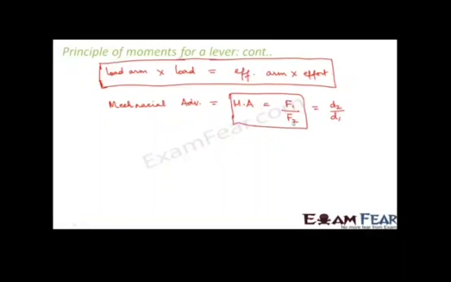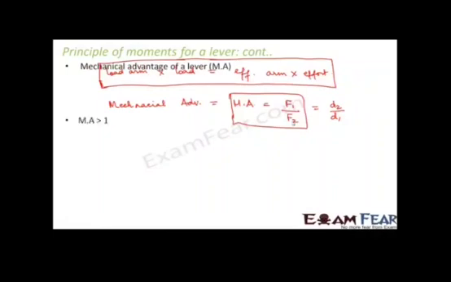Now this mechanical advantage helps us because if the value of the mechanical advantage is very high, that is F1 is greater than F2, a large amount of load can be moved with a small amount of effort. Whereas if the mechanical advantage of a lever is very small, that means F1 is very much less than F2, so a small amount of load needs a huge amount of effort.